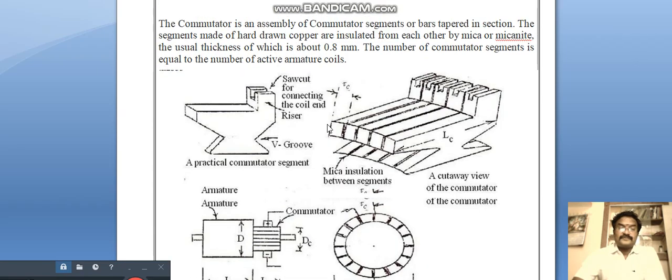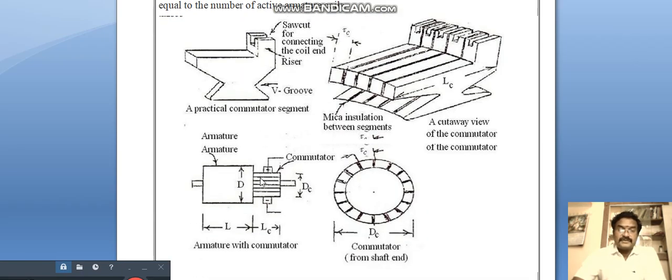So in this diagram, this is the commutator and these are the brushes. This is the positive brush, this one is the negative brush, and this is the commutator. When we see it like this, the thick copper will be present here.